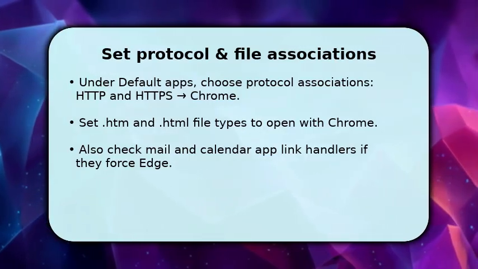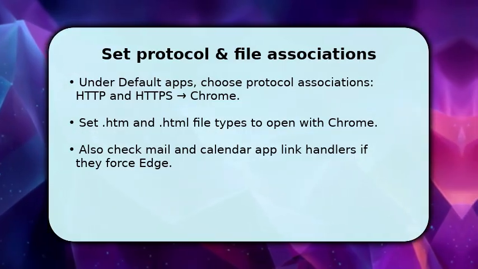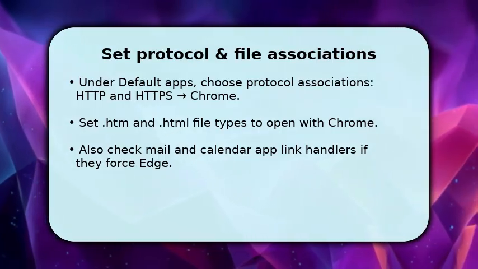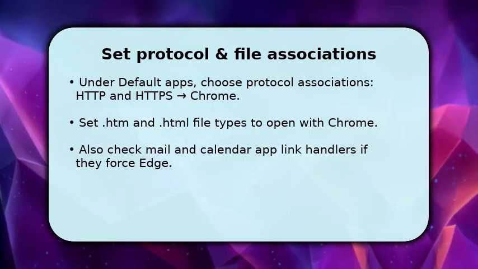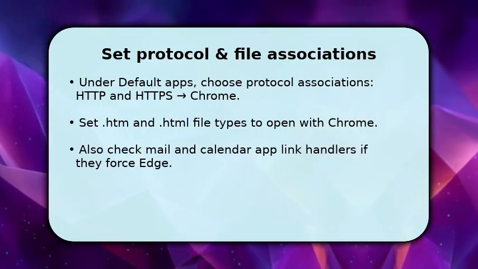In Default Apps, scroll to choose Defaults by Protocol and change HTTP and HTTPS to Chrome. Then use Choose Defaults by File Type to set HTML and HTM to Chrome too. This prevents desktop shortcuts and files from opening in Edge.